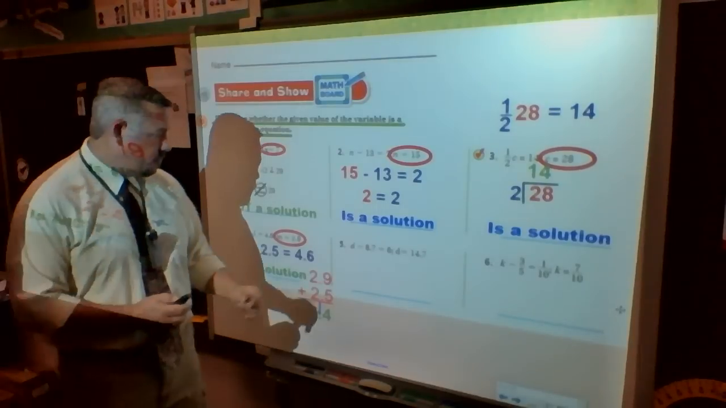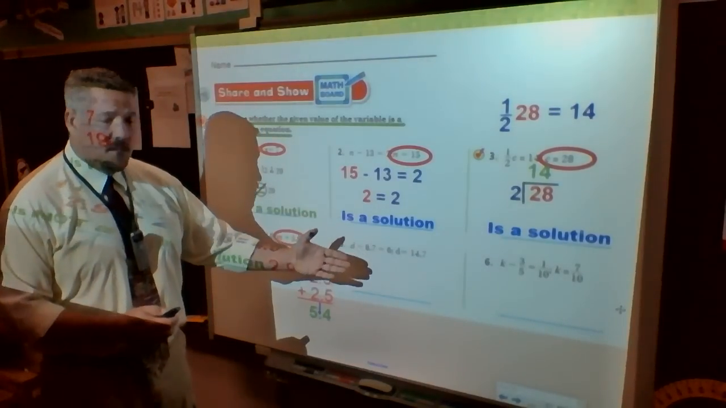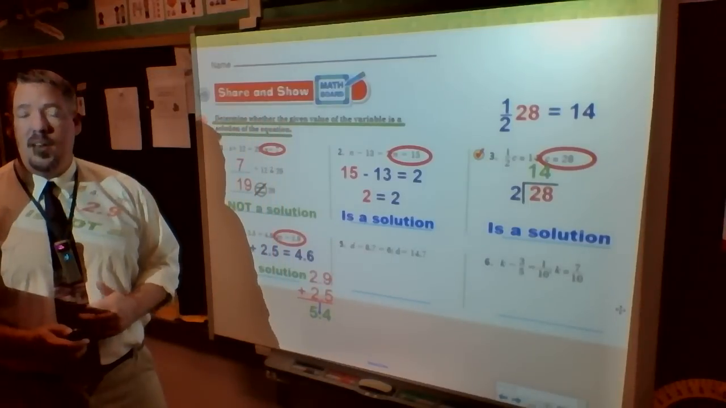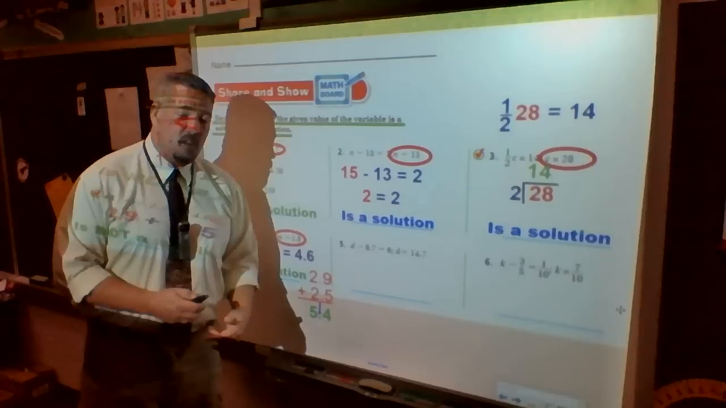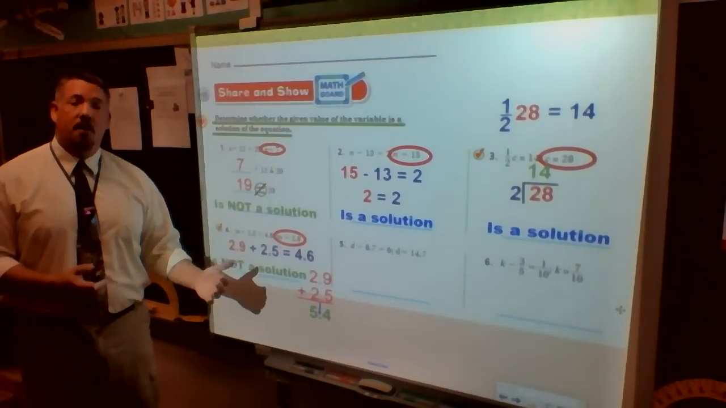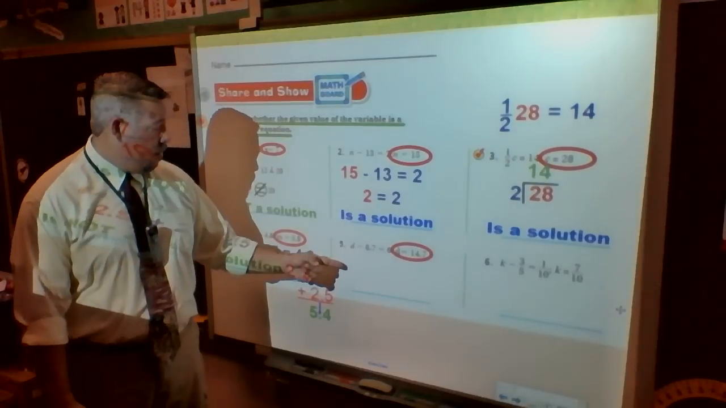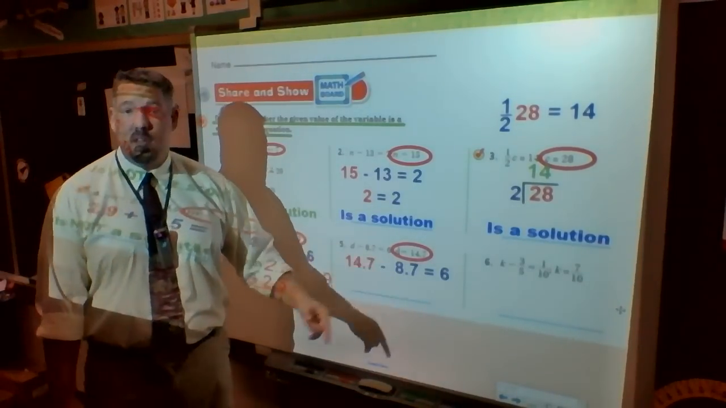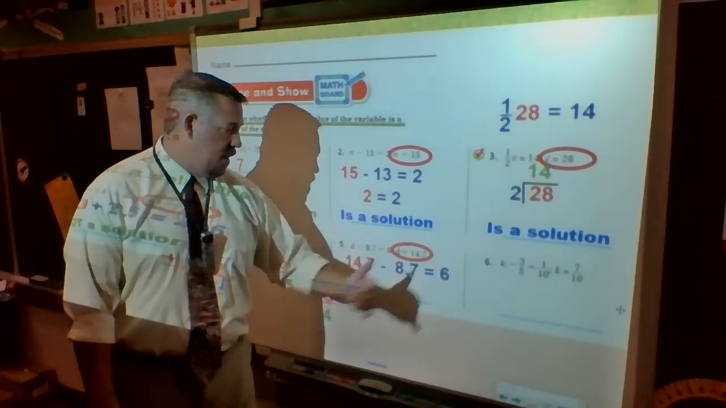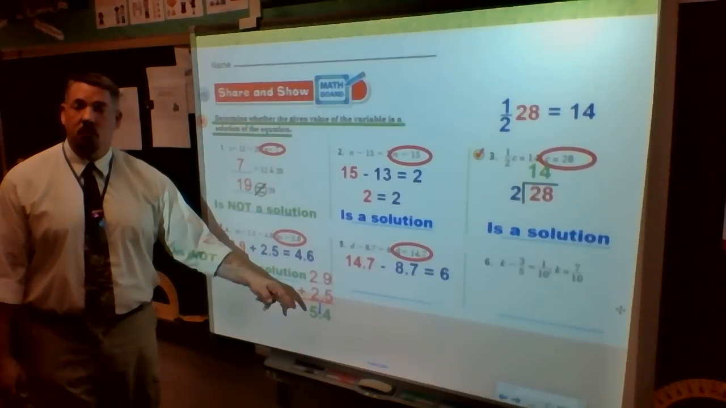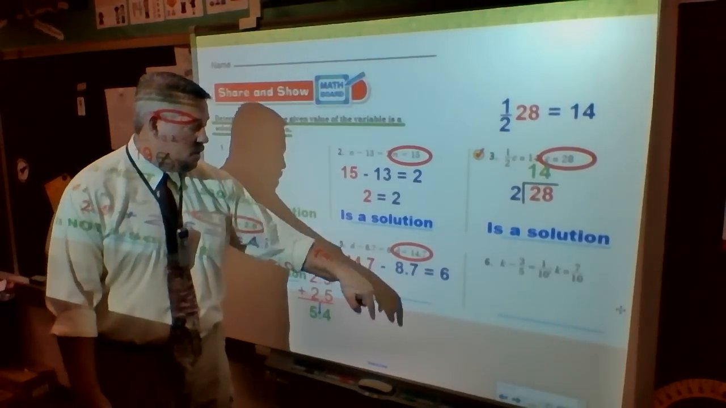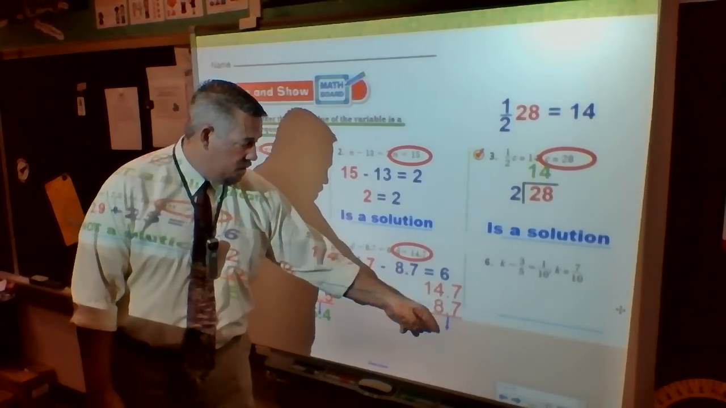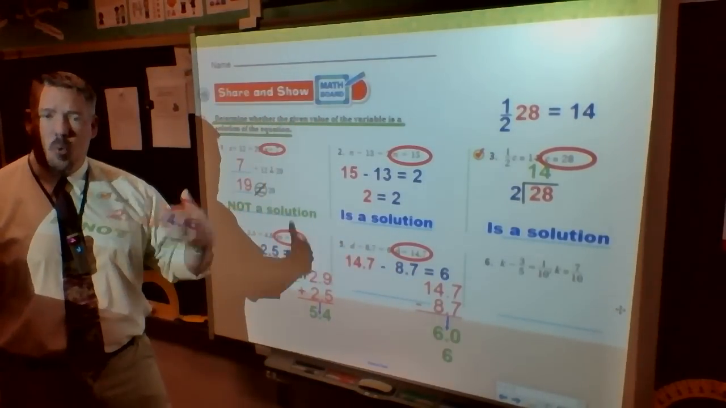On number 5, d minus 8 7/10 is equal to 6. I know I'm going to substitute for d, 14 7/10. It's going to go in front. I'm going to substitute it in and rewrite my math problem. So I'm going to have, for my d, 14.7 or 14 7/10 minus 8.7, 8 7/10 is equal to 6. Just like I stacked up my decimals and then dropped it, I stacked these decimals and dropped them. 14.7, 8.7, it's subtraction, bring down my decimal, I get 6.0.